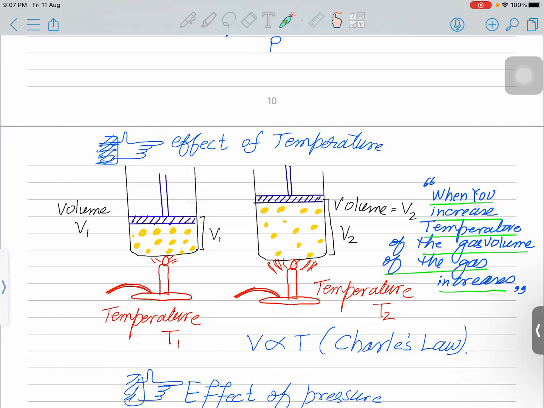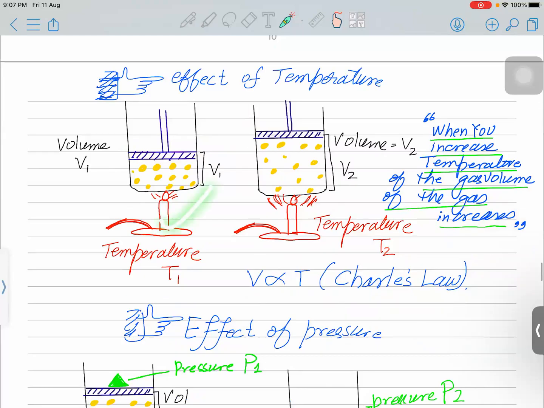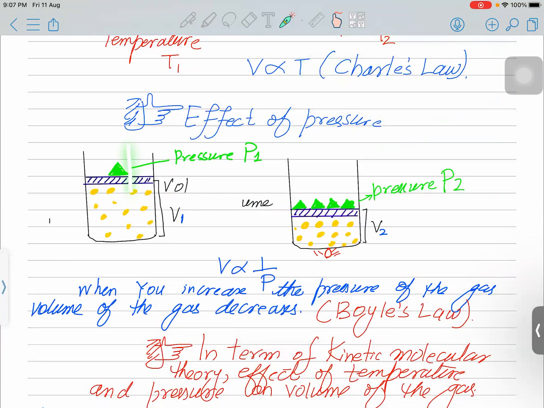Can you tell me the name of the law? Sir, for volume or temperature? For temperature, when you change the temperature, volume is changed. Sir, for temperature is Charles law. Very good. So you can see that when you increase the temperature, volume increases. This is Charles law. When you increase the pressure, volume decreases. This is Boyle's law.